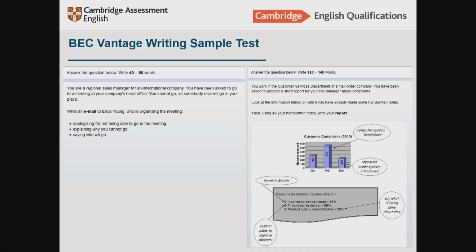The first task, you'll be given a prompt and you'll normally be asked to write an email. And you'll be given points that you need to cover as part of that email that you write. In the second, the longer task, you're more than likely going to be asked to write a report, and you will be given some visual prompts, as you can see here with the graph and the text underneath it.